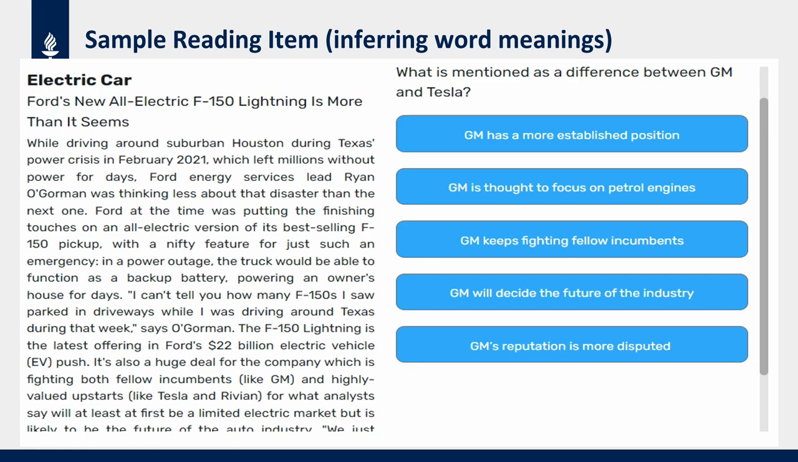I don't know if you want to try to see what the correct answer here could be. You might want to focus on the last few final lines in the text, but this is an example of a reading item that predominantly, according to information we got from the students and teachers, requires inferring word meanings from context on unknown words or terms. And the question is, what is mentioned as a difference between GM and Tesla? So anyway, this is a challenging item.